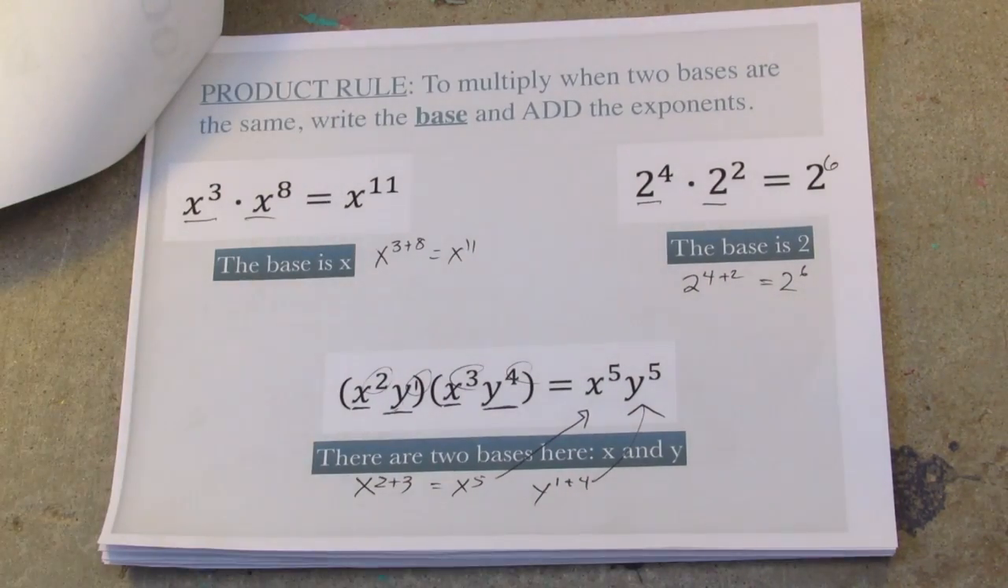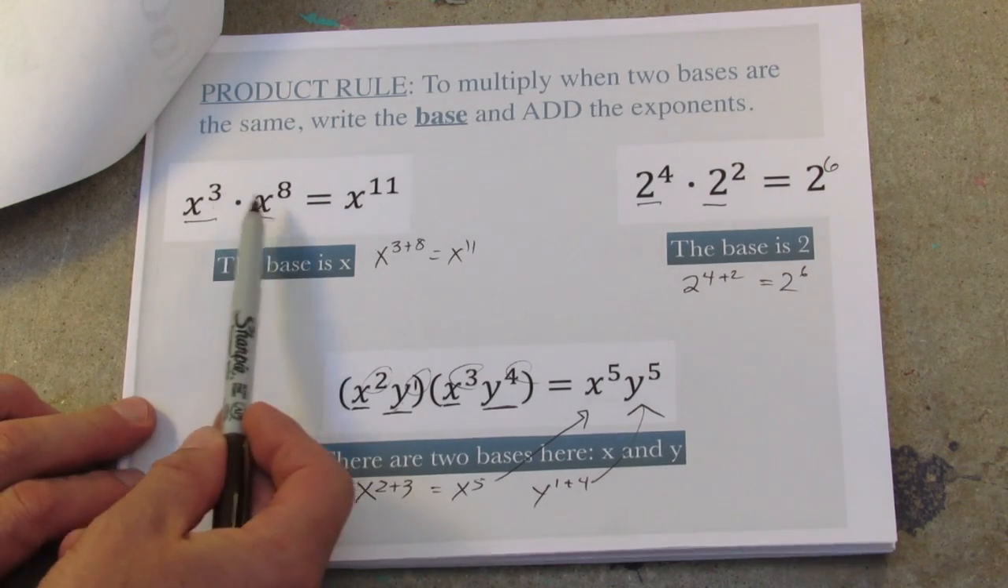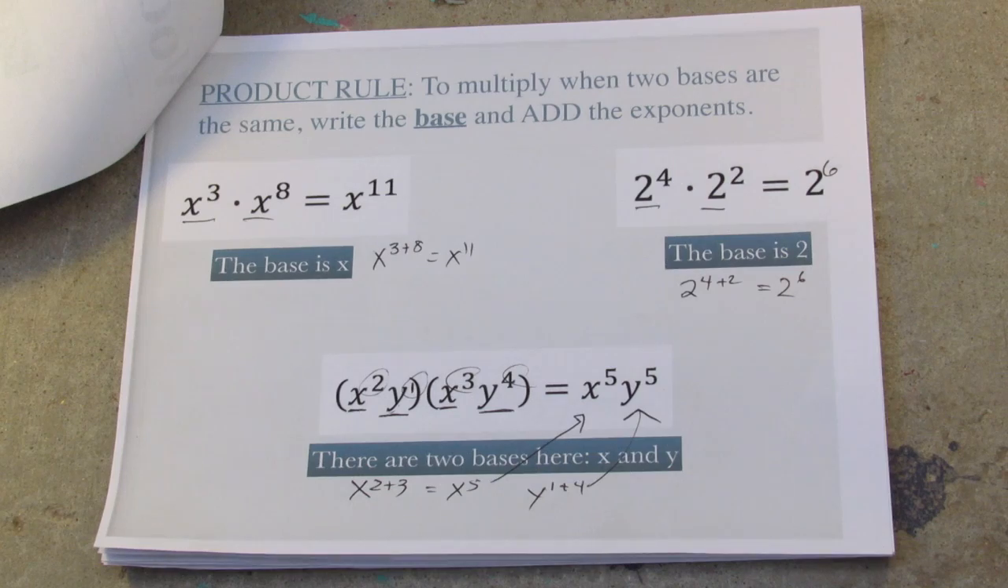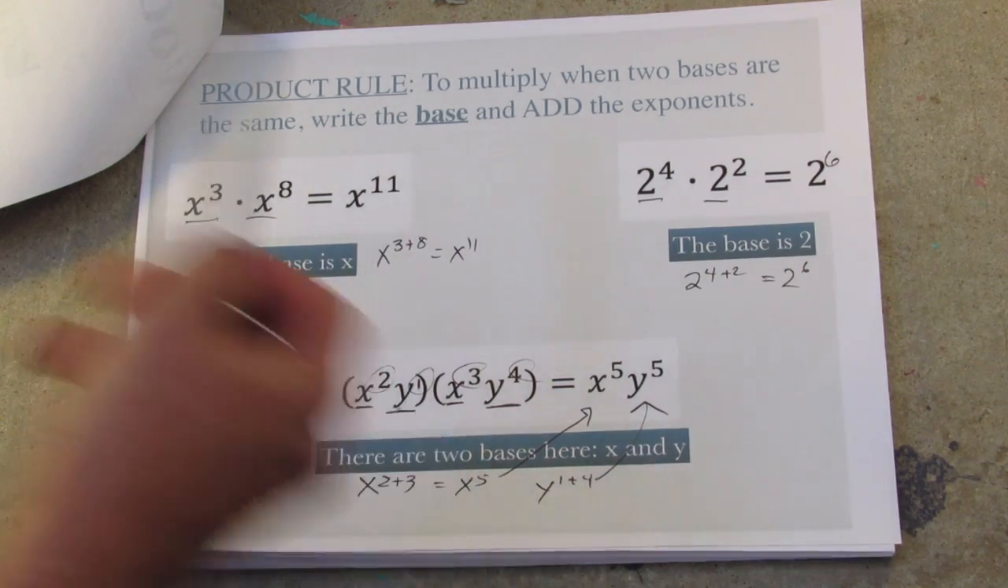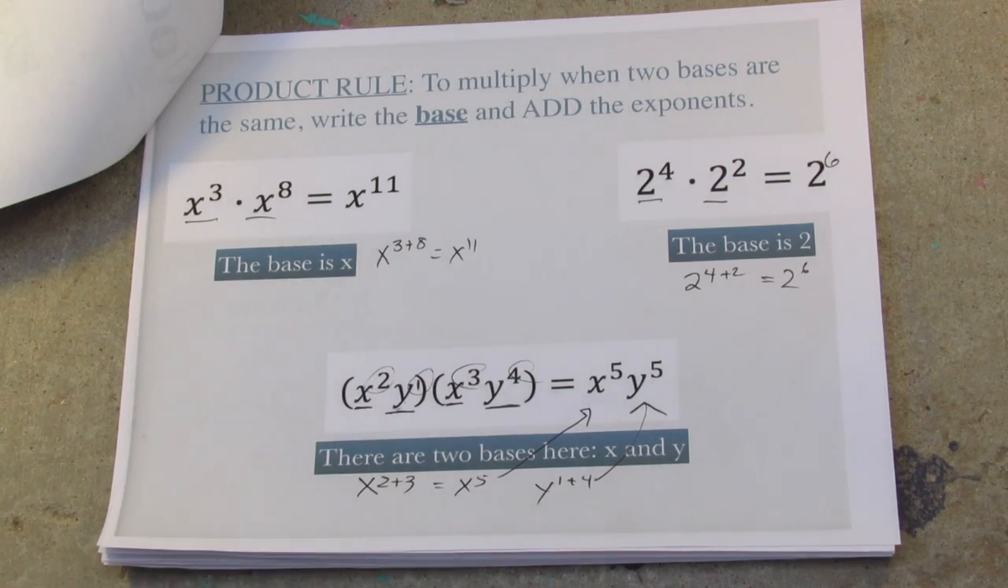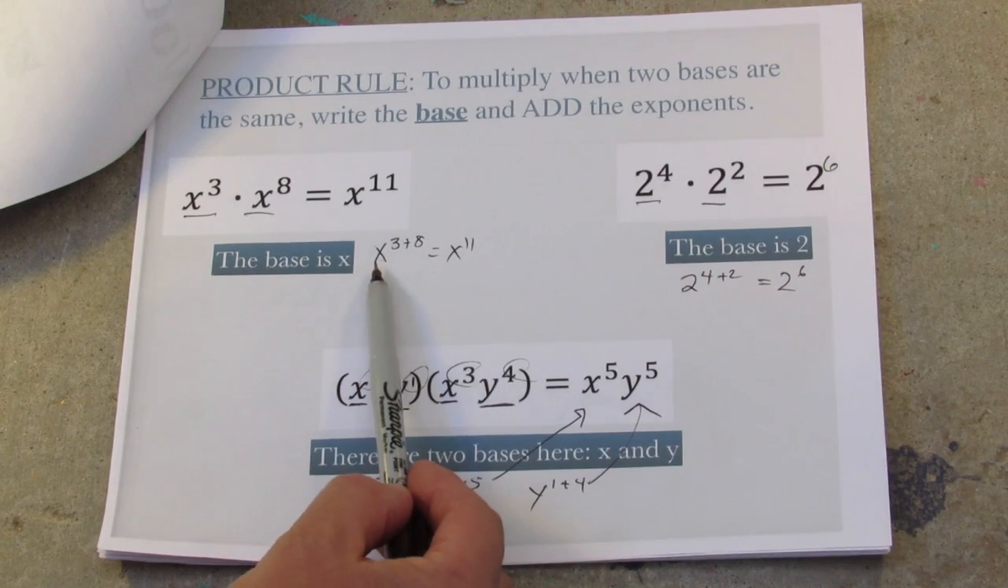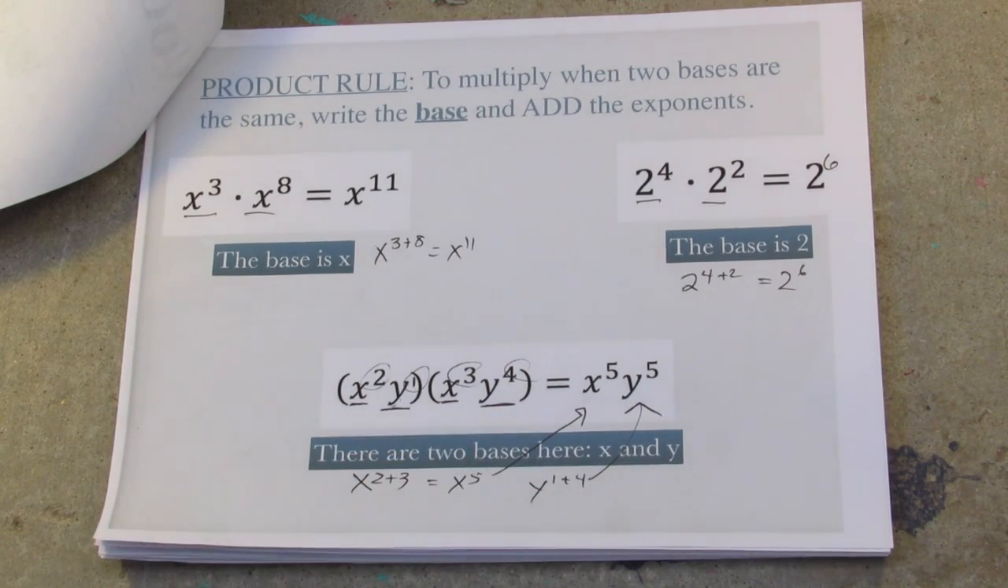All right, so let's talk about why we add them. First, let's know this is our base. Our base is x. If the bases are the same, that allows you simply to add the numbers together. 3 plus 8 is 11, so x to the third times x to the 8th is x to the 11th power. Just like that. If you show your work just like this, you'll get a lot of these right as you go.